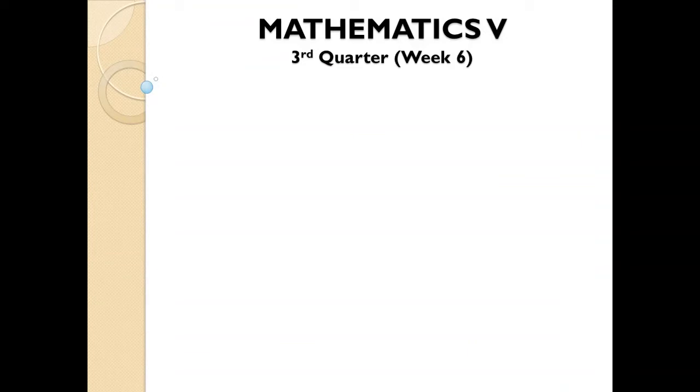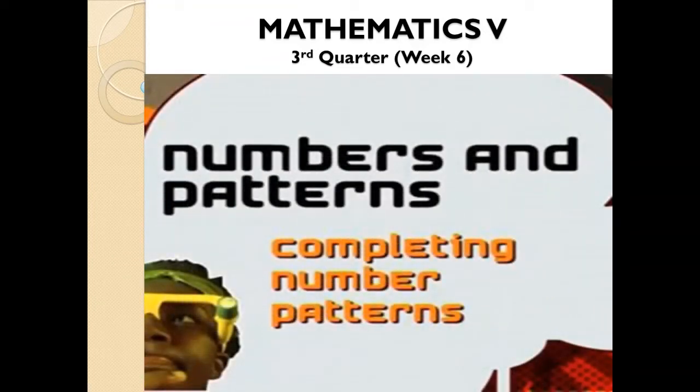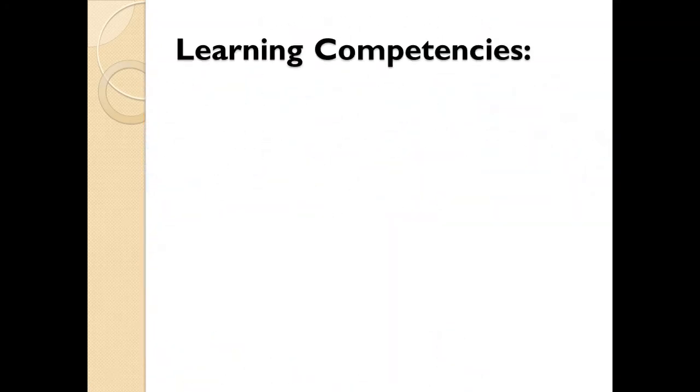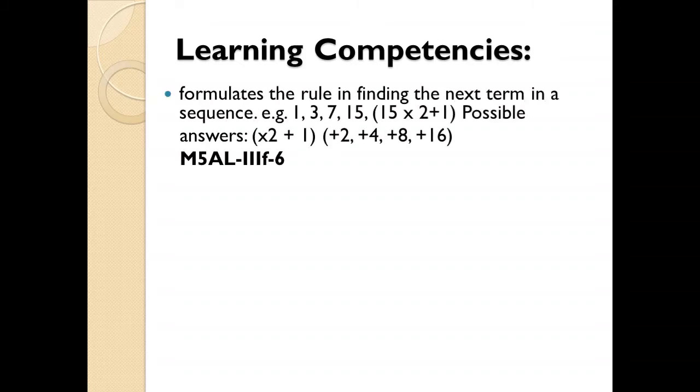We are still in our third quarter, week 6. We will be discussing numbers and patterns. Our learning competencies are: first, formulates the rule in finding the next term in a sequence. Example given: 1, 3, 7, 15. Possible next term is 15 times 2 plus 1. Possible answers are times 2 plus 1 or plus 2 plus 4 plus 8 plus 16.